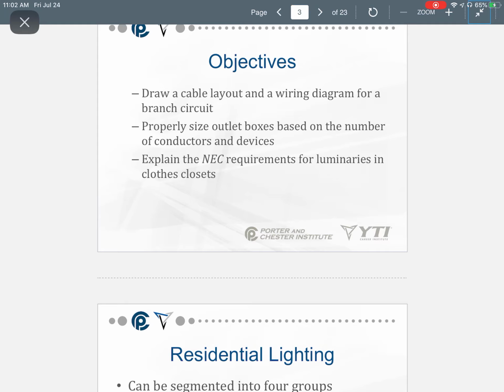So we have that as well. Also, properly sizing outlet boxes based on the number of conductors and devices. All right, and then of course the NEC. Everything we do revolves around the NEC, right? We should be able to explain the requirements for luminaires in closed closets. I actually went over that in a previous PowerPoint, so we'll touch base on it again, but hopefully you should be able to explain that when we're all said and done.